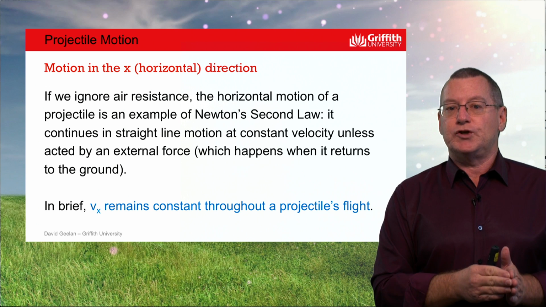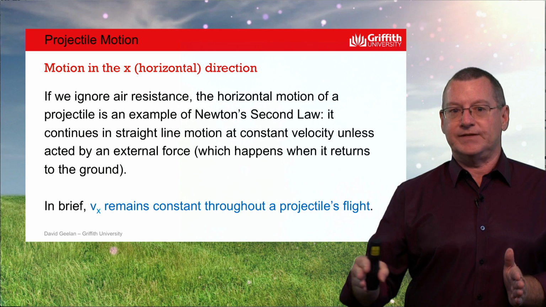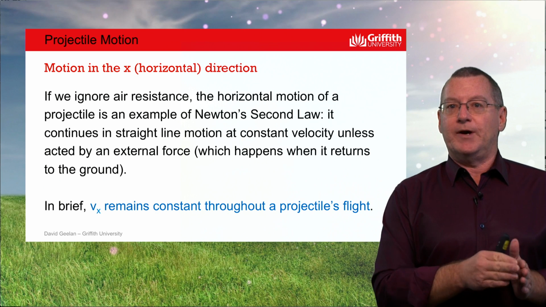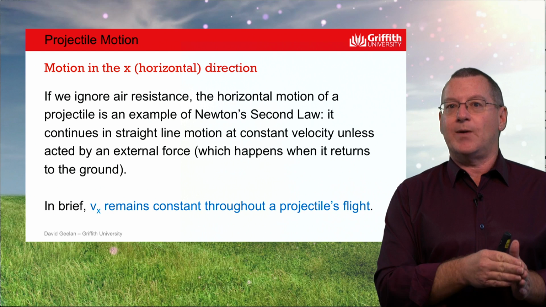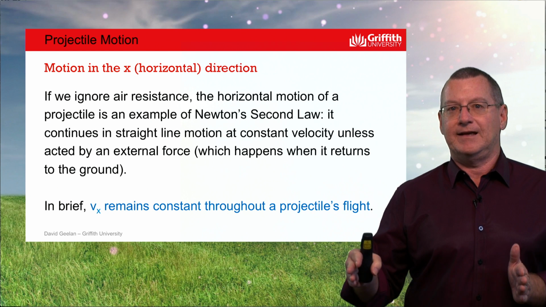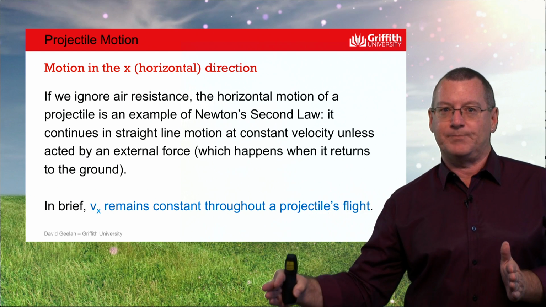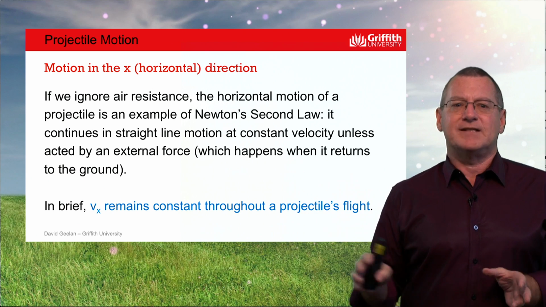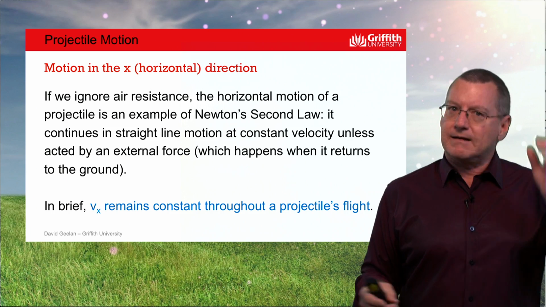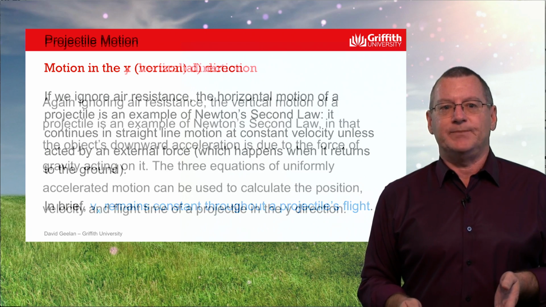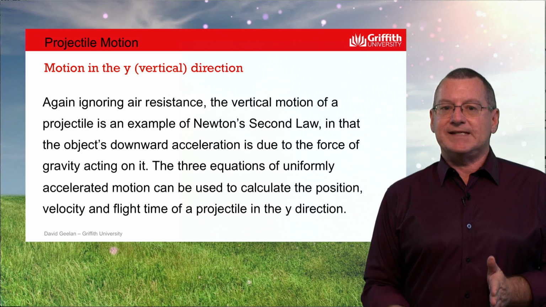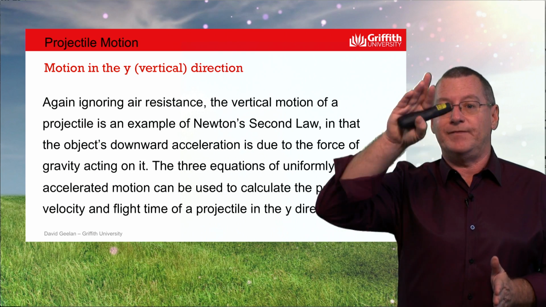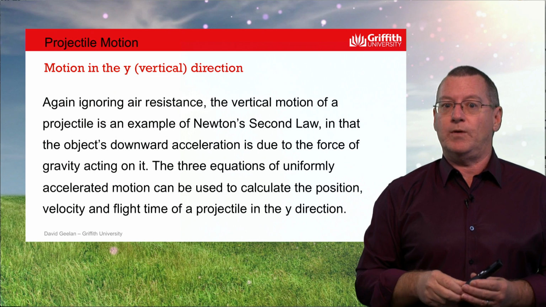So the straight line motion just continues in a straight line at constant velocity unless acted upon by an external force. So for projectile motion, it continues going at the same speed horizontally. The horizontal component of this parabola is constant until it crashes into the ground and stops, right? So that element is relatively simple. In the vertical direction, you start with whatever vertical velocity you start with.